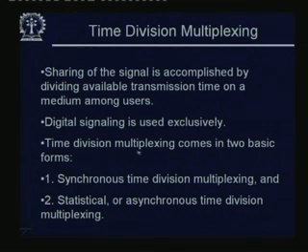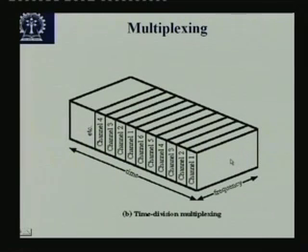Now, time division multiplexing comes in two basic forms. One is synchronous time division multiplexing, the other is statistical or asynchronous time division multiplexing. So, we will look at synchronous time division multiplexing first, because that is the simpler scheme, and then we will look at statistical multiplexing.